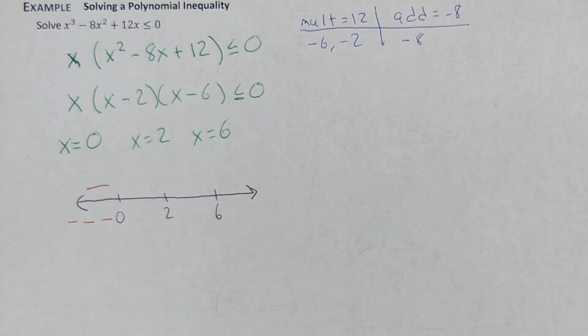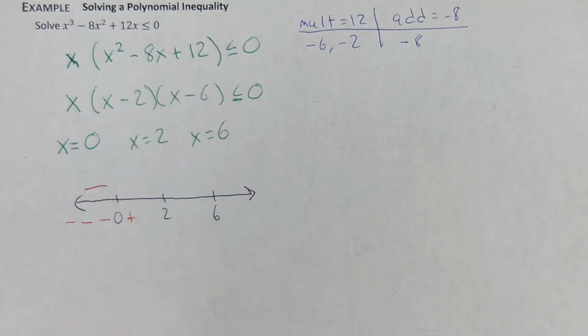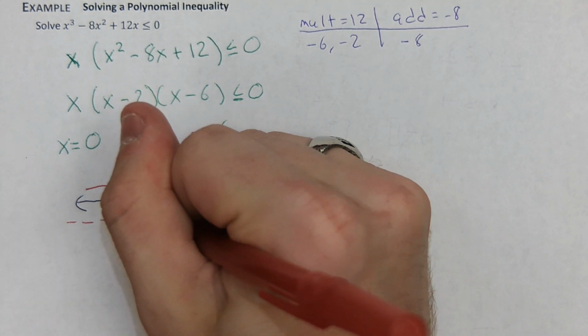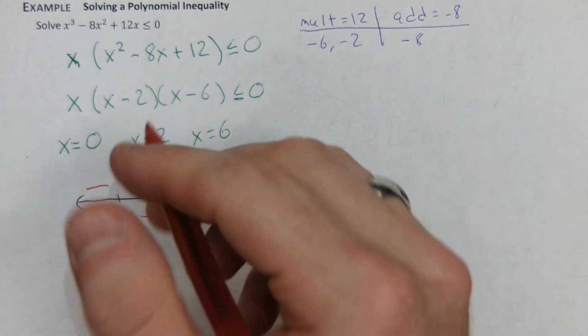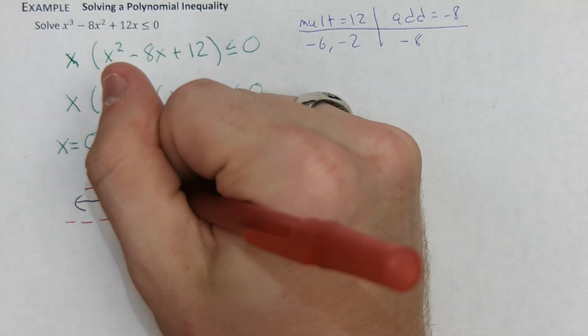Grab any number between 0 and 2. 1 fits nicely in there. 1 is positive. 1 minus 2 is negative. 1 minus 6 is negative. A pair of negative signs gives us a positive result.